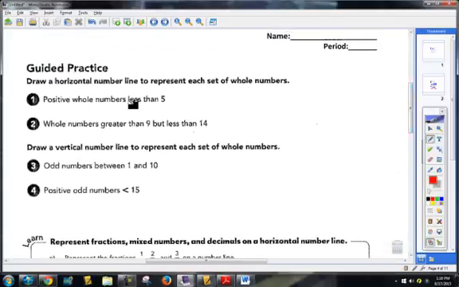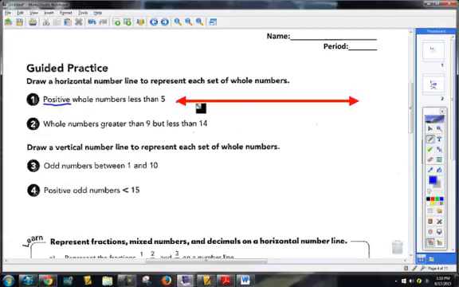Okay? Here, we are drawing a horizontal number line. There we go. Now this is where you've got to be a really good reader, because some of these can get tricky, because the reading of them can be harder than the actual math. This isn't really math related as much as it is reading. So we're talking about positive whole numbers less than 5, so we want to represent every number that it's trying to represent here.